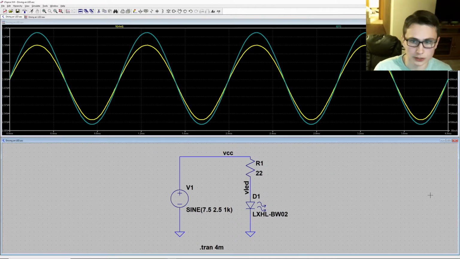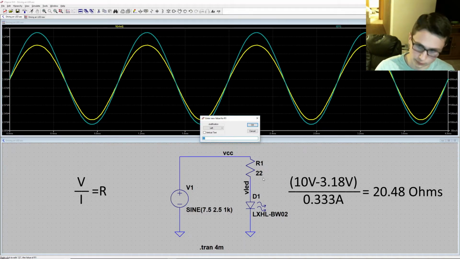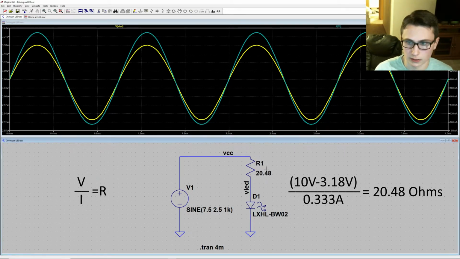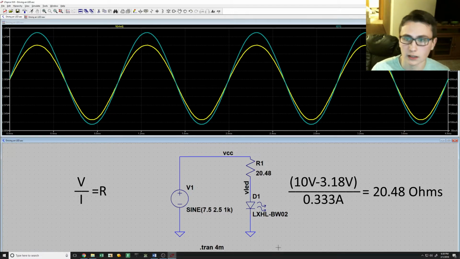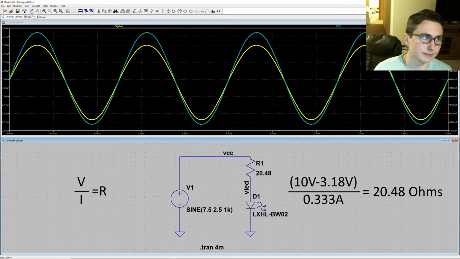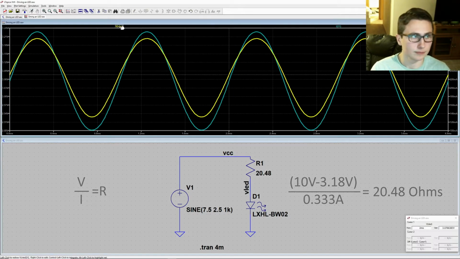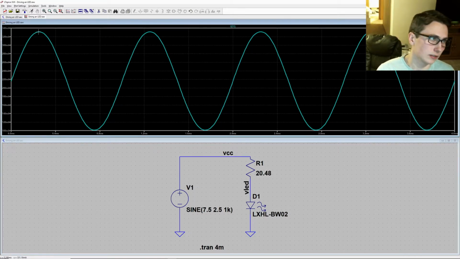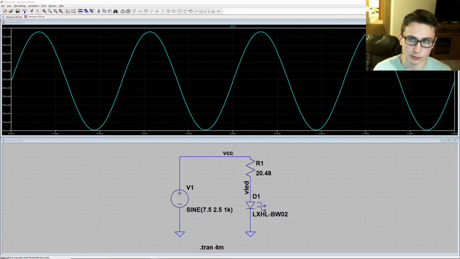If we run through and recalculate what we just did with 3.18 volts for the forward voltage instead of 2.6, we will achieve a new resistance value of 20.48 ohms. Ignoring the fact that we would be very hard-pressed to find a 20.48 ohm resistor specifically, let's use that value for now and rerun the simulation. Now we see our peaks of 333 milliamps, just as we would expect. Remember, this peak current of 333 milliamps through the LED was achieved using an approximated forward voltage that was measured at an operating point near our desired operating point.